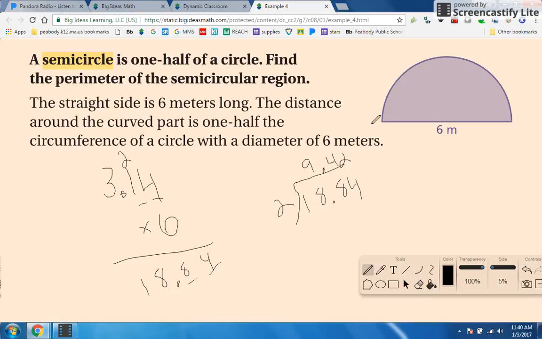And now that gives me just this half circle portion, so from here to here. So now I've got to add a diameter to it again to get the total bottom. So I'm going to do 6.00, so that I can add this nice and neat here. So I get 0.42. So it's 15.42 meters.